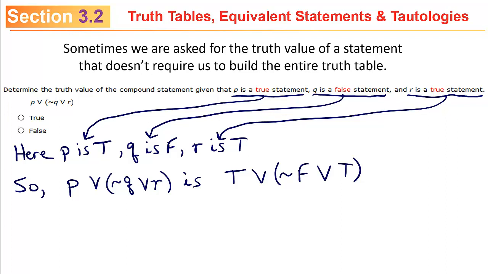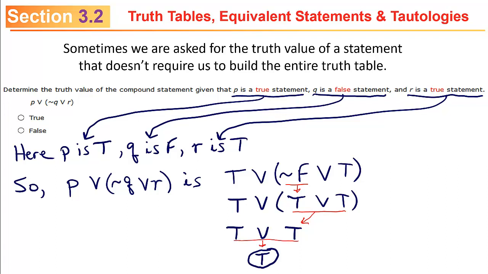And notice you want to get rid of that negation first. Notice that not false is true. So that statement turns into true or, and in the parentheses, true or true. From there on out, you want to work inside your parentheses first. True or true is true. And then you're left with true or true, and true or true is true. Remember, with or, it's only false if they're both false. So you end up with a statement value of true.